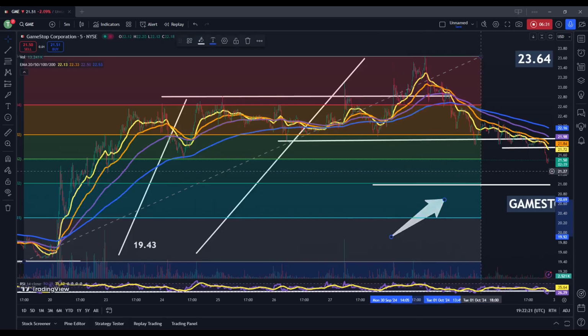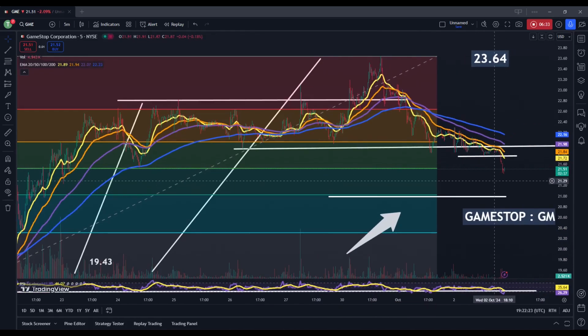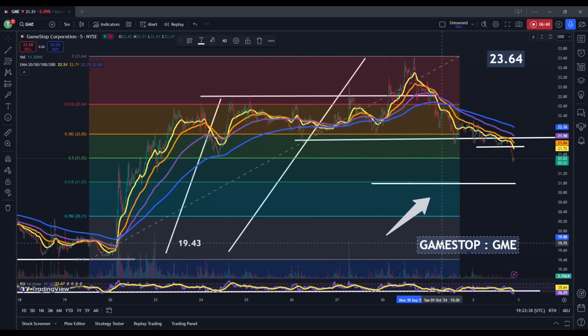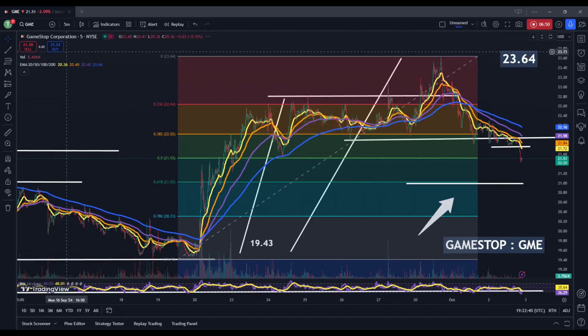So for these reasons, at the moment, I really don't see much reason to believe that support is going to start to emerge here until at least $21, because that would be the 61.8% retracement. The 78.6% retracement comes in at $20.30, and then from there you do have that psychological level to the downside coming in at $20 per share.